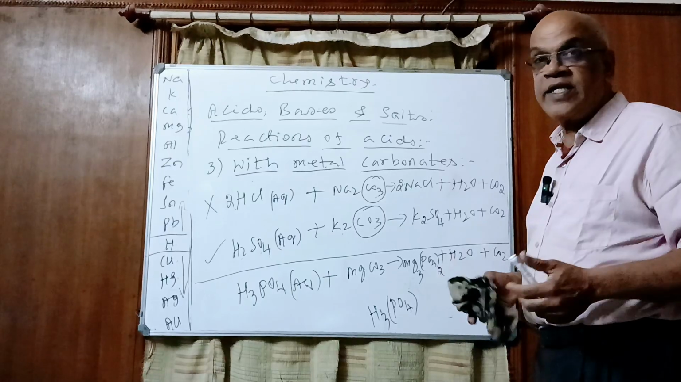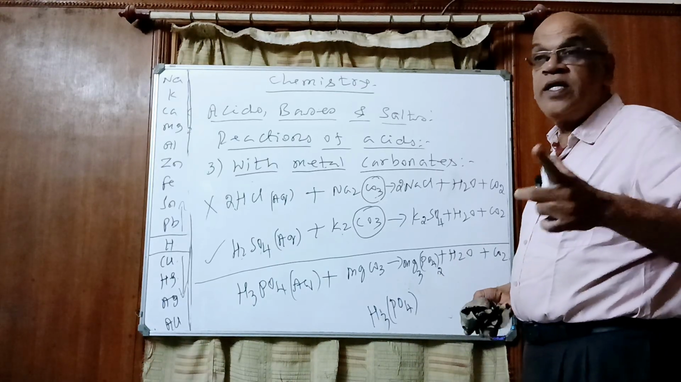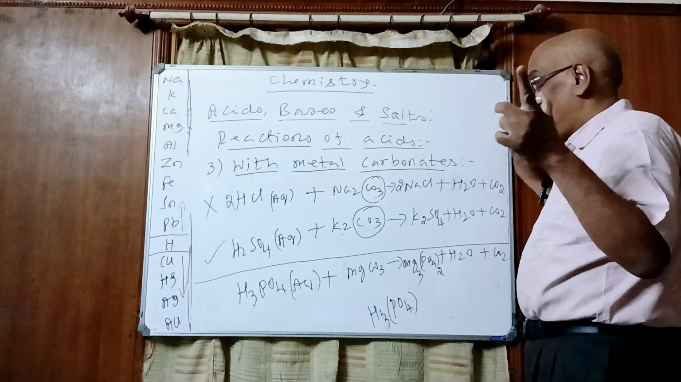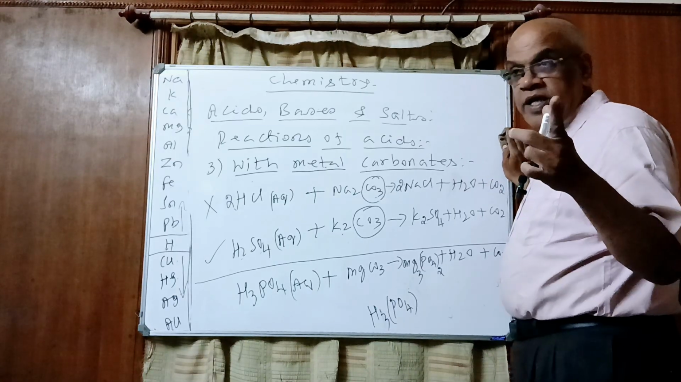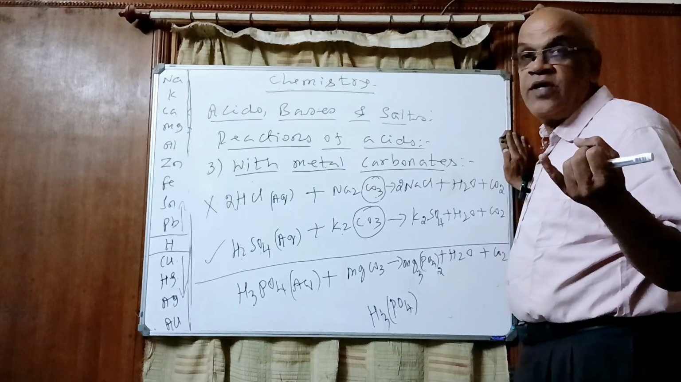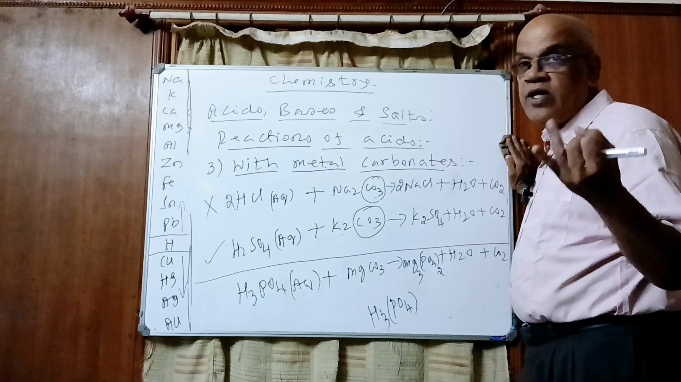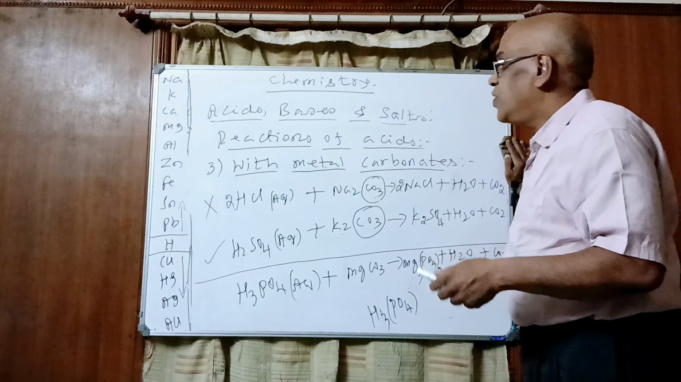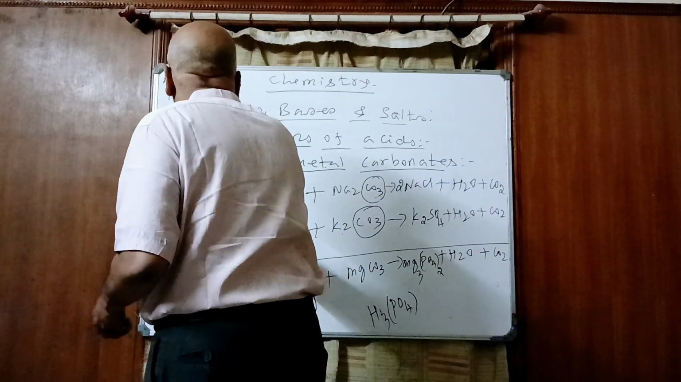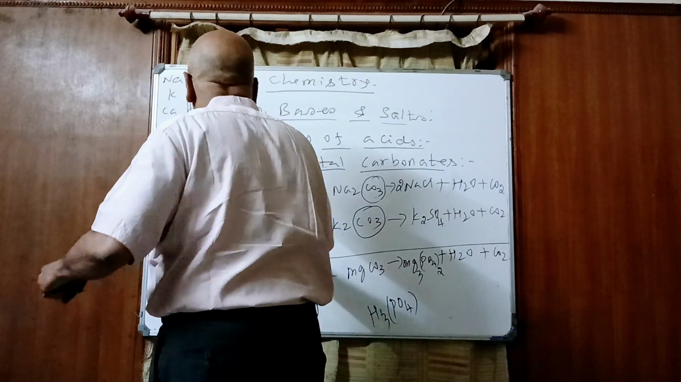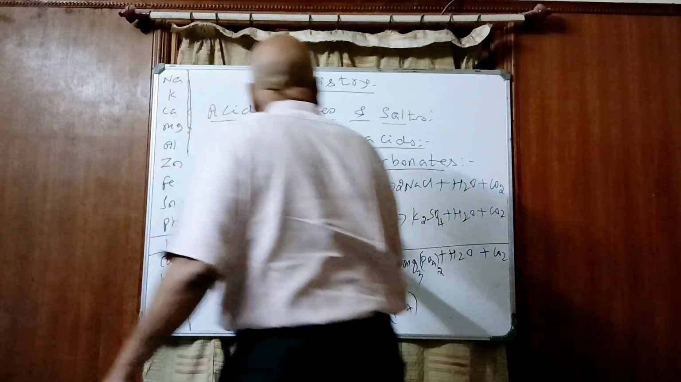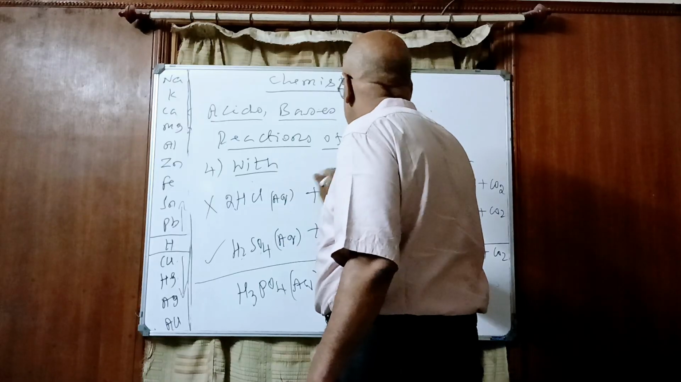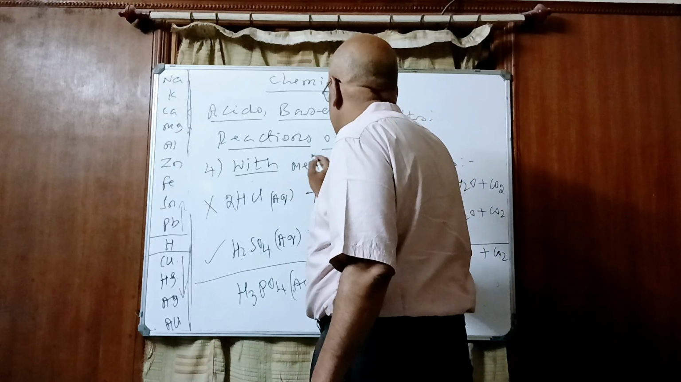What was the first reaction? Reaction of metal sodium with hydrochloric acid, what we discussed. Second one, acid reacts with metallic oxide. Third one, reaction of acids with metal carbonates. What is the fourth one? The same reaction, children, with a small change. That's it. Reaction of acids with metal bicarbonates.